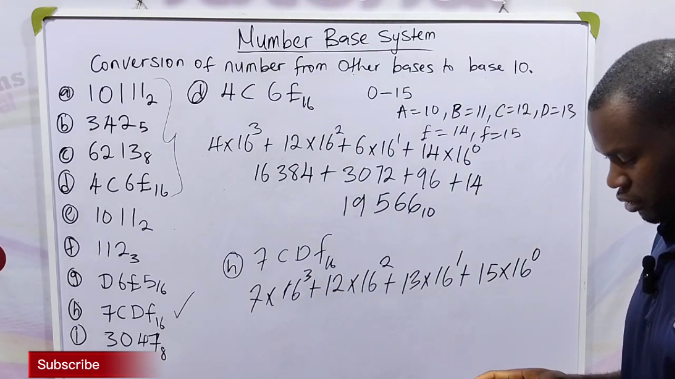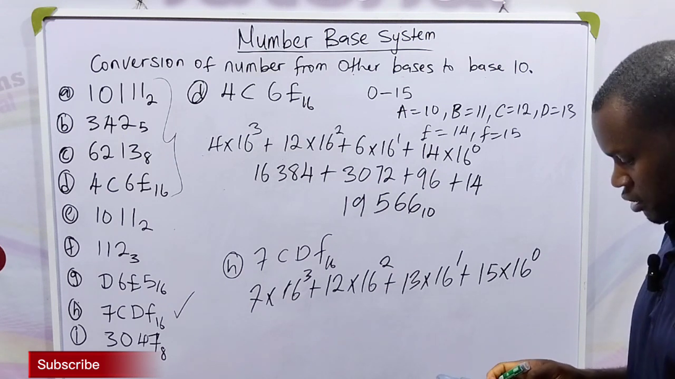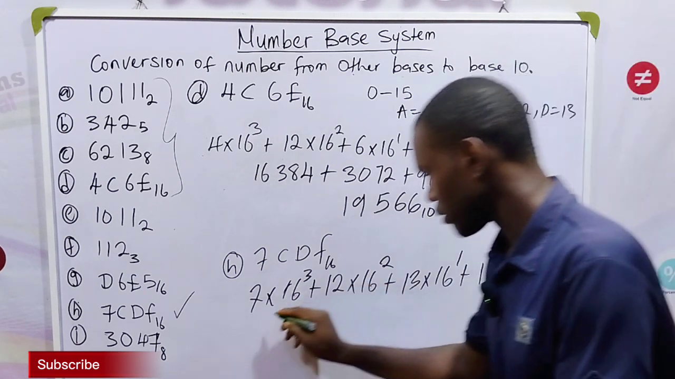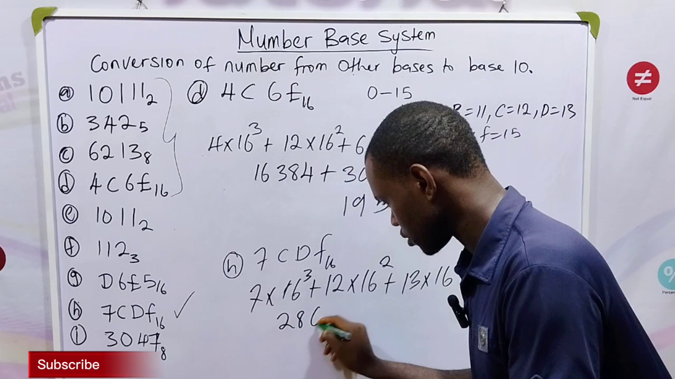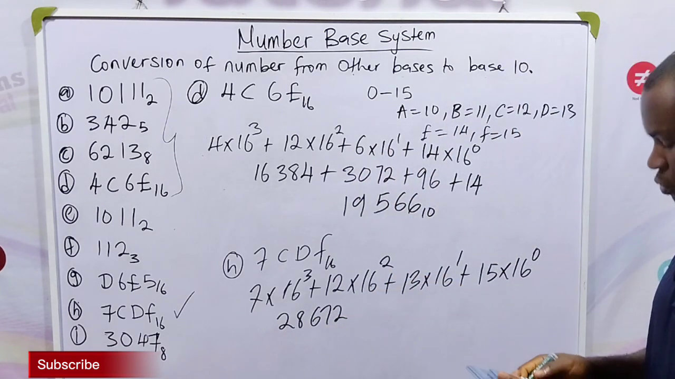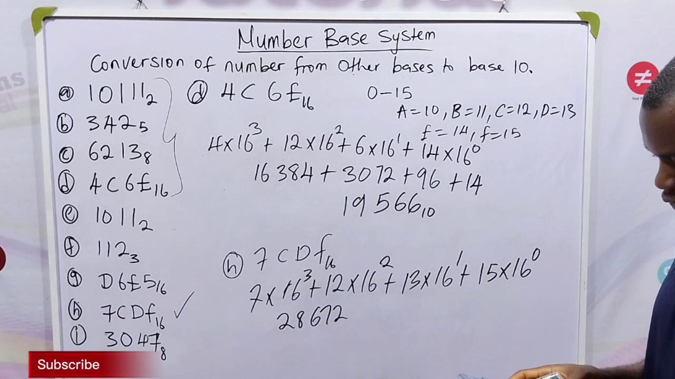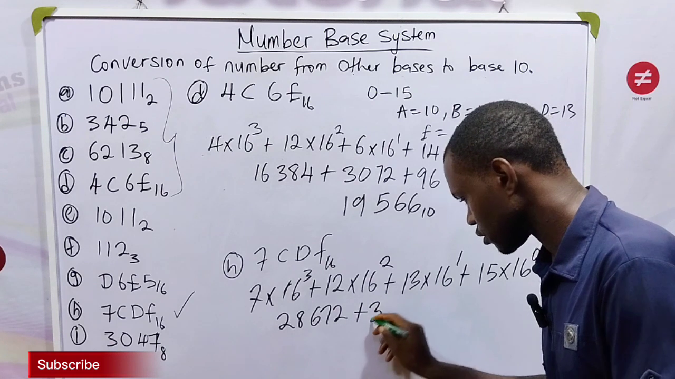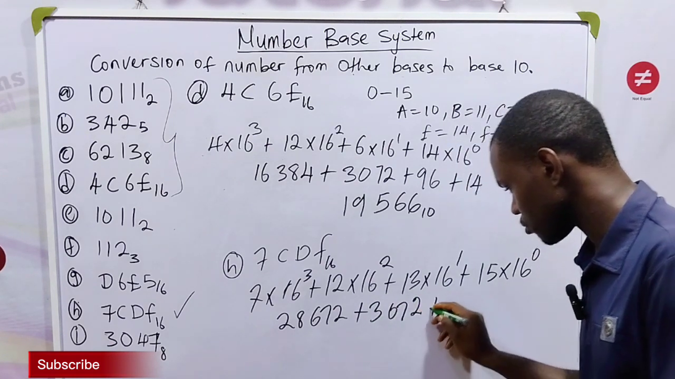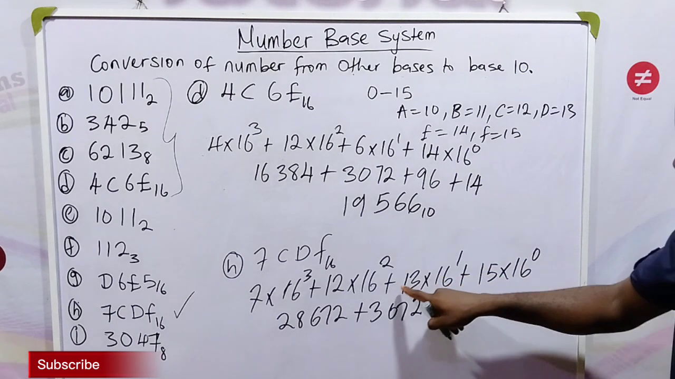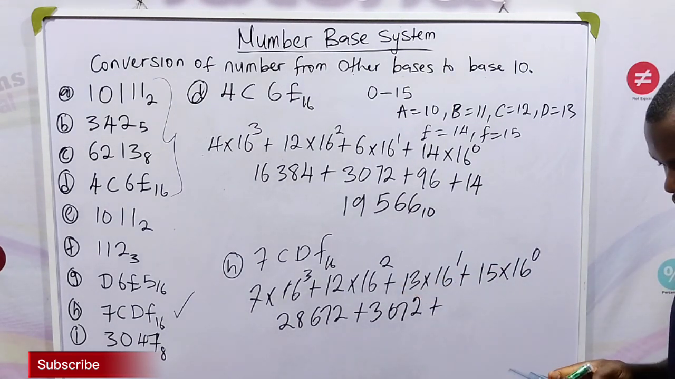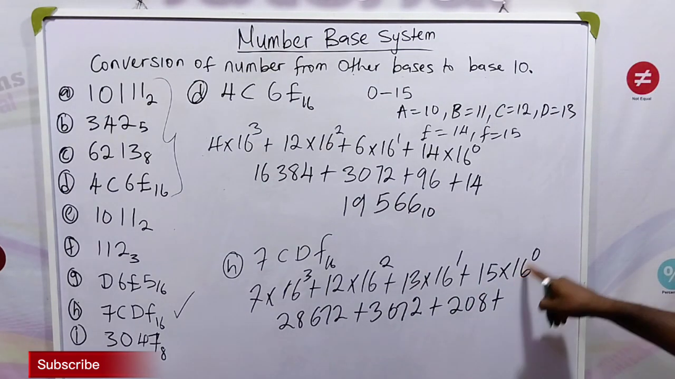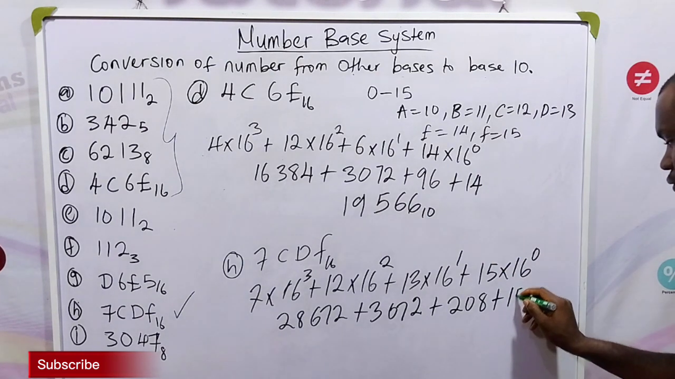So we now take the powers. 16 raised to the power of 3 will give us 4096 times 7, we have 28,672. Then 16 squared here will give us 256. Then 256 times 12, we have 3072 plus 16 power 1 is 16, then times 13. So 13 times 16 is giving us 208 plus 16 power 0 is 1. 1 times 15, we have 15.